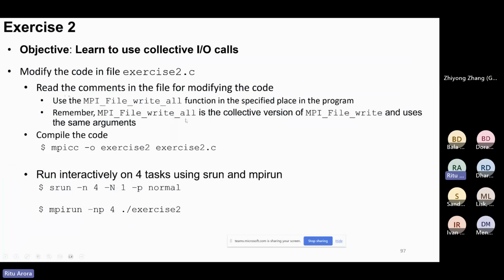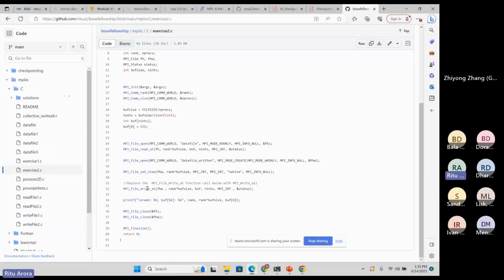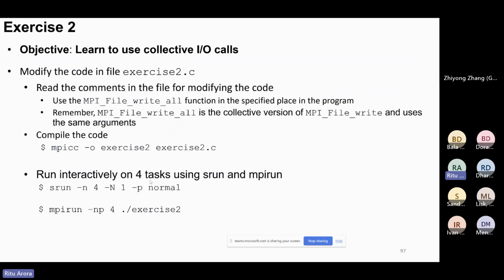Remember, MPI file write all is the collective version of MPI file write and uses the same arguments. So basically, all you need to do is change the name of the function here. All the rest of the arguments can remain the same. The point of this exercise was to demonstrate how simple it is to go from non-collective mode to collective mode. You just have to change the name of the function or the API in the program to get it to work. And then you will compile the code and run it.